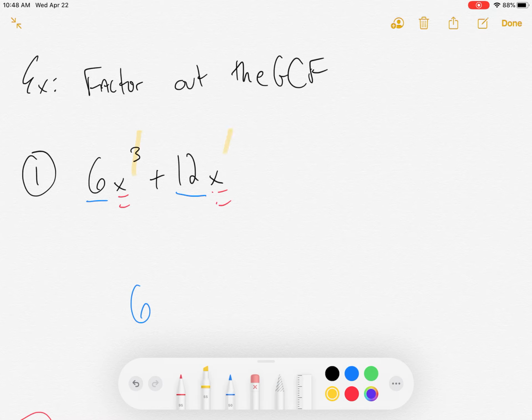Next, let's look at my letters now. What's the least amount of x's I have? This one has a 3. Well, this one doesn't have one at all. So we just write down 6x. Okay, 6x is my GCF between these two terms.